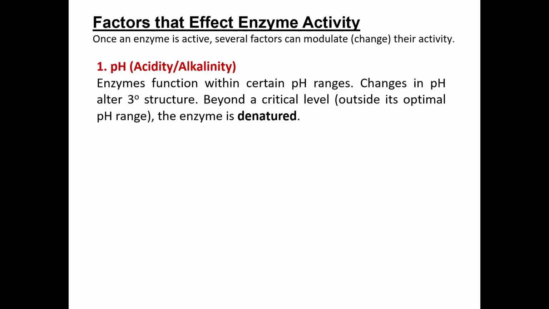If it is an enzyme that is active at acidic pH, the pH optima will be within acidic pH. If it is an enzyme that is active in alkaline pH, the pH optima will be in alkaline pH. Outside this range, the enzyme activity drastically decreases, and if it is beyond that critical level, it can be denatured. It loses its three-dimensional structure, the quaternary and tertiary structure, and gets denatured.